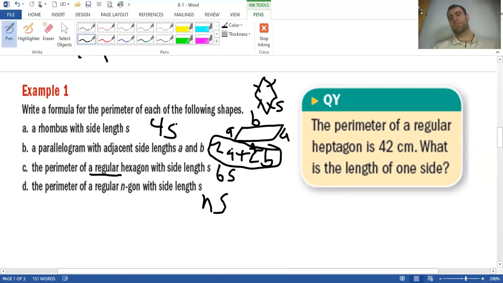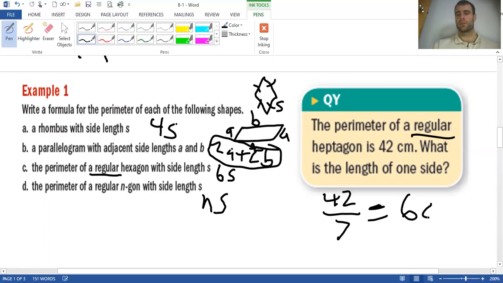Okay, it says the perimeter of a regular heptagon, that's 7 sides, is 42. What is the length of one side? So 7 sides, all the same length, because it's regular, add up to 42. So what we would have to do is divide the total, 42, by the 7 sides to get the length of each side. So that is 6. There you go.